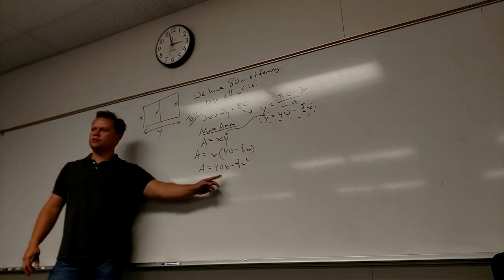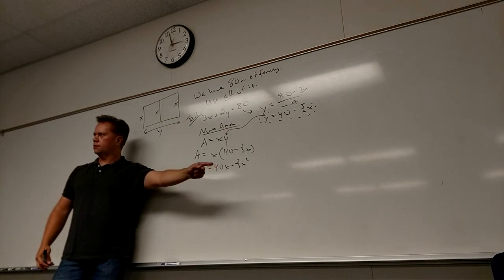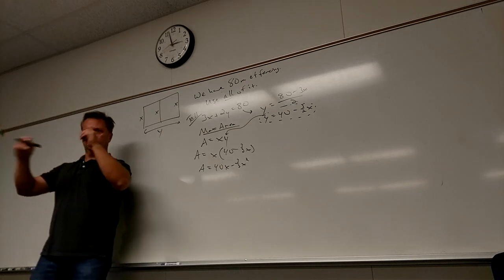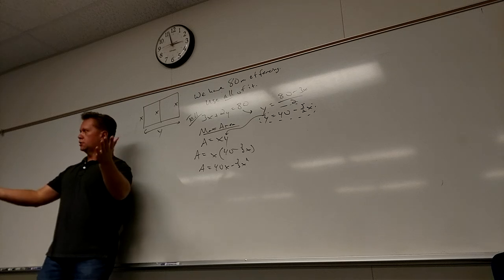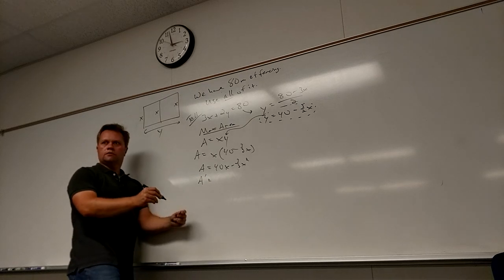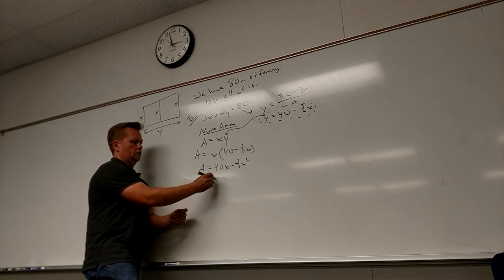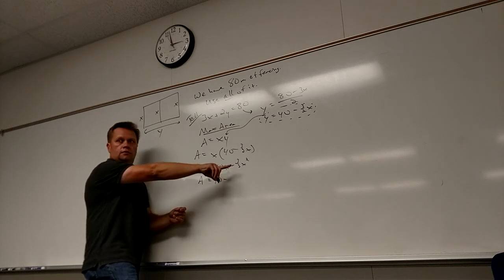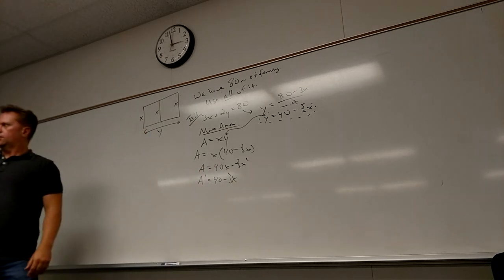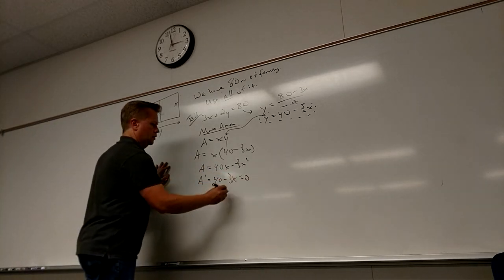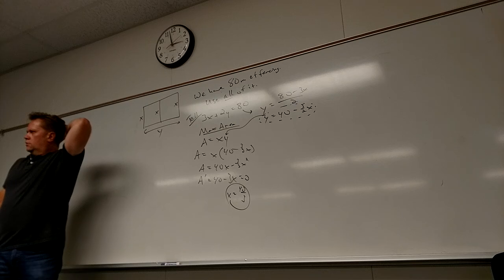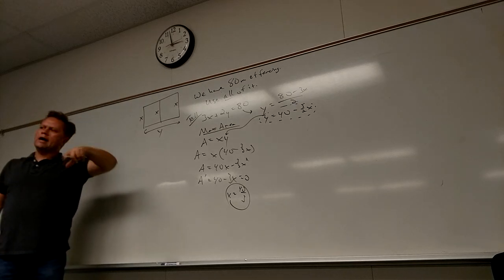Now that I have my area as a function of a single variable, what can I do to this thing to help me figure out the max? Yes, take the derivative and set it equal to 0, because that's the location of a possible max. So A prime would just be 40 minus 3x. Power goes down by 1. Set that equal to 0, and you get x is 40/3. Now if x is 40/3, what's y?